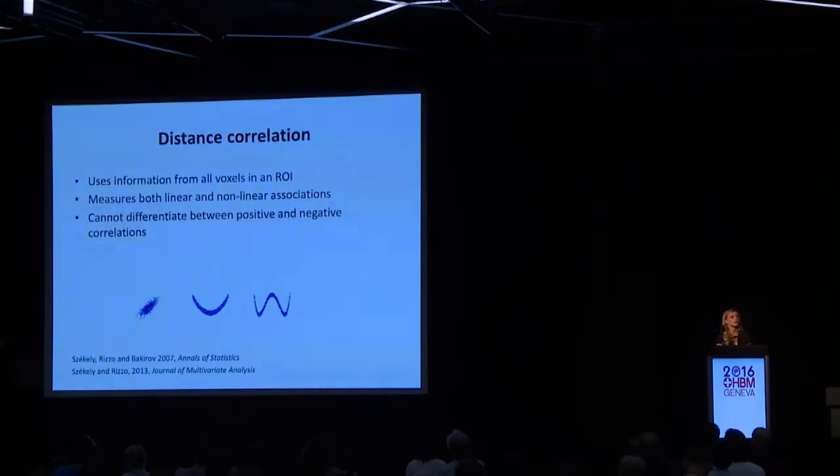So the measure that I'd like to introduce today is called distance correlation. And distance correlation is different from Pearson correlation in three important ways. So first of all, it's able to use information from all of the voxels within an ROI. Second, it's able to measure both linear and nonlinear associations. And third, it cannot differentiate between positive and negative correlations, and that's because of its multivariate nature.